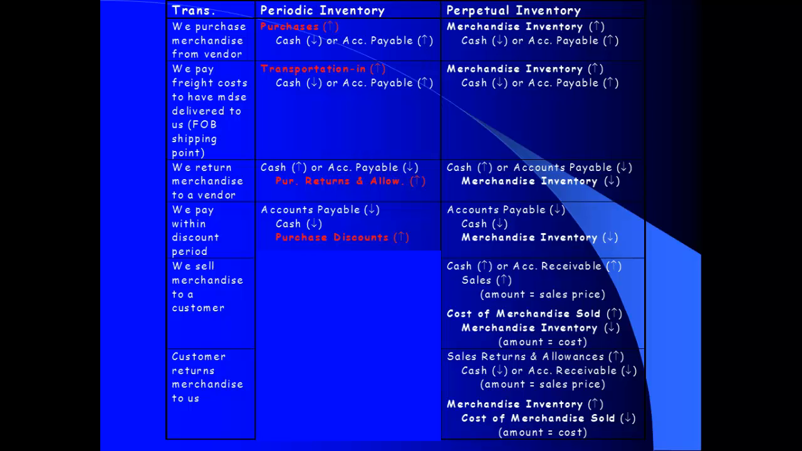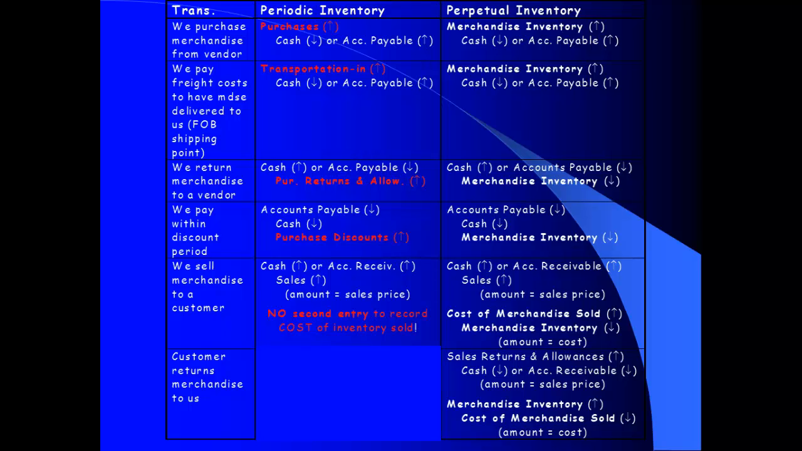Remember, with a perpetual inventory system, when you make a sale, it takes not one but two journal entries. The first one to record the revenue, the second one to update inventory. With a periodic system, we make the first entry only. We don't make that second entry at all. We do not make that entry debiting cost of goods sold and crediting merchandise inventory. Let's pause right there and talk about why we don't do that.